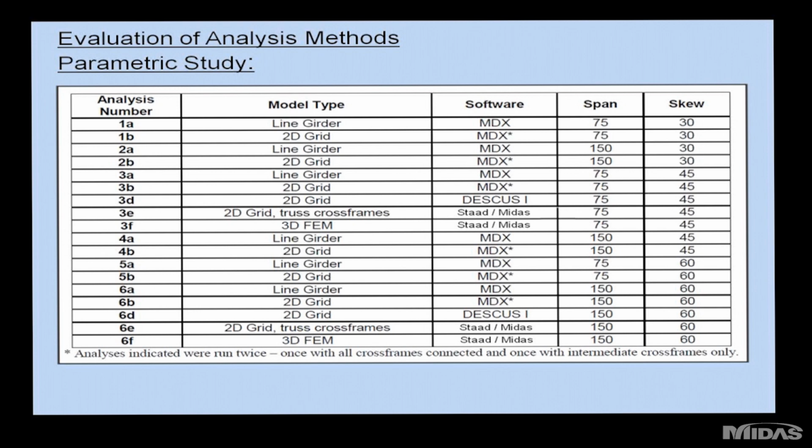using advanced analysis methods. So we did different combinations of line girder only, 2D grid, which is basically all beam elements, which is what MDX and Deskus software, the common prepackaged software to do grid analysis used by most of the consultants in Ohio, are used for, and then also a couple different levels of higher level analysis: a 2D grid using cross frames, so modeling the depth of the cross frames and all the members, and then a full 3D finite element with plate elements.